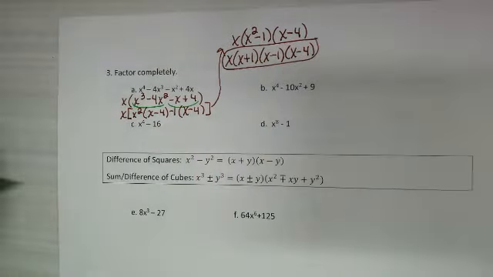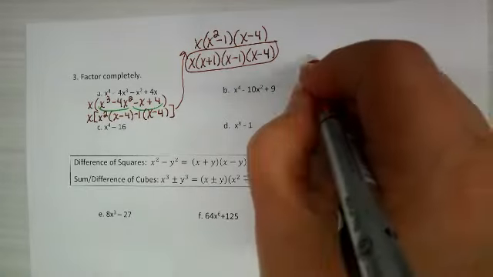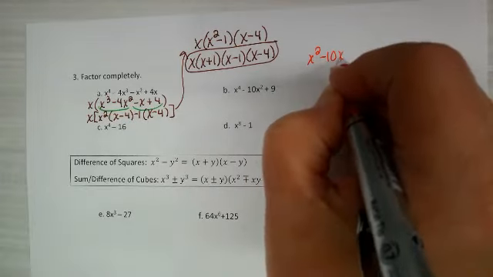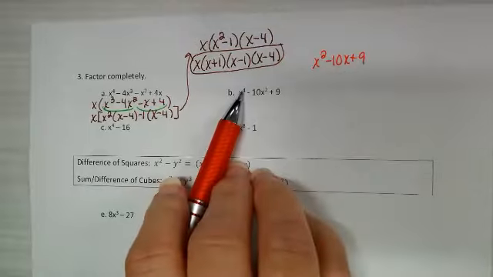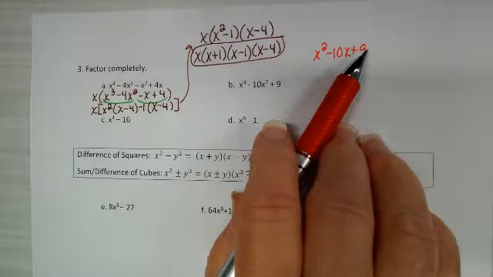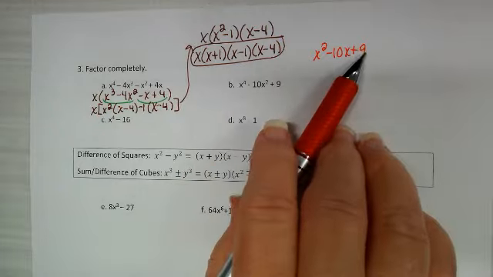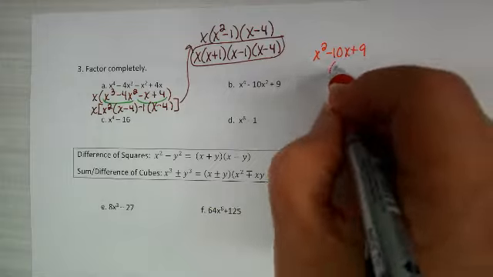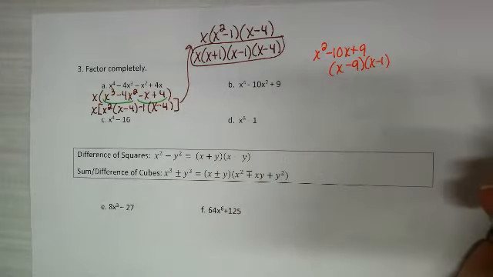A lot to unpack on that one. Now, letter B does something unusual. Instead of just saying x squared minus 10x plus 9, which is what we're used to seeing, it says x to the fourth. So it's very similar. Let's think about how we would factor this one first, and then we'll attack this. What are factors of 9 that add up to negative 10? Well, I think I'd go with x minus 9, x minus 1.